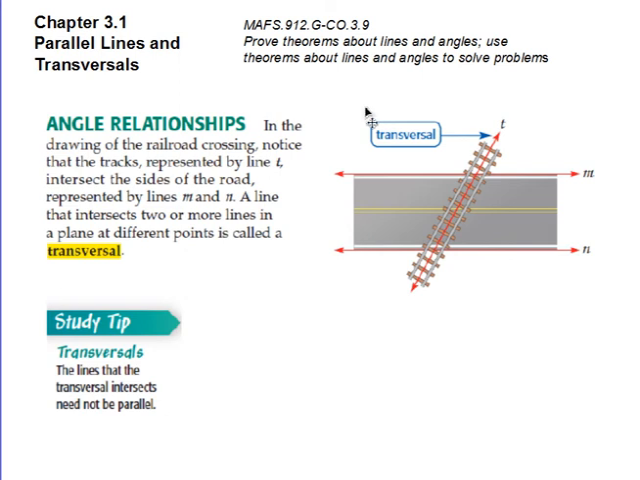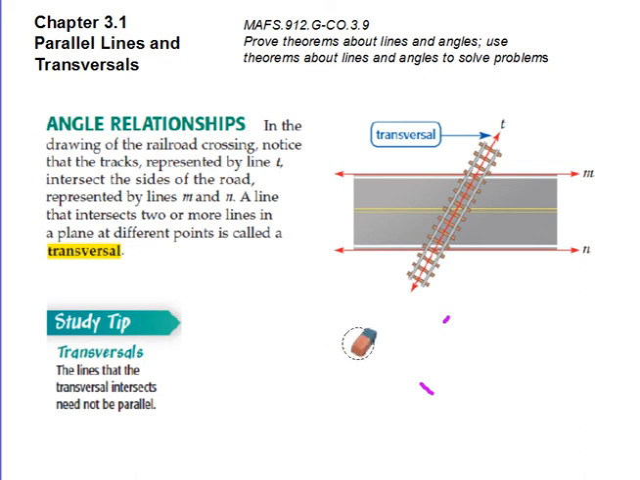Alright, transversal. Transversal is very easy, don't complicate this. All it's saying is that a line that intersects two or more lines in a plane at different points is called a transversal. So this line T is a transversal because it intersects line N and line M at two different points. In other words, it can't just intersect at the same point. It can't do this. So technically none of these lines here are transversals because they intersect at that point. Just to give you an idea.